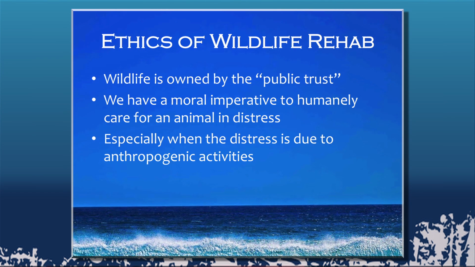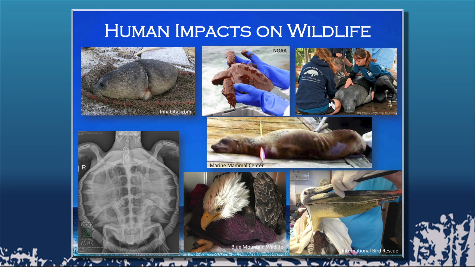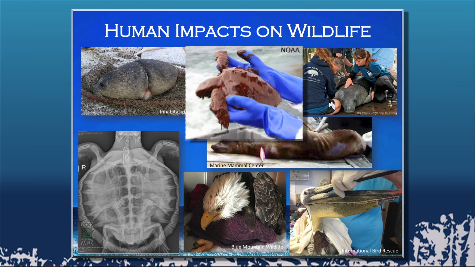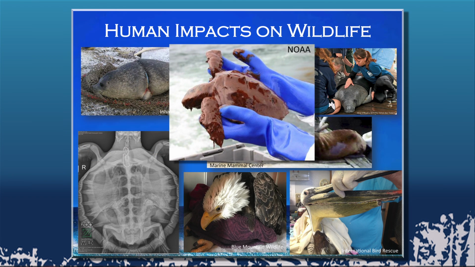And I think most people would agree that we have a moral imperative to humanely care for a wild animal in distress as their owners, and especially when the distress is due to human activities. So I'll just give you some examples of some horrible things that have happened to wildlife. This is a harbor seal who has outgrown his packing strap entanglement. This is an oiled sea turtle. This is from the Deepwater Horizon oil spill in the Gulf.